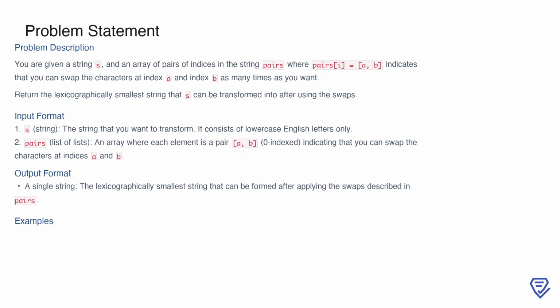For example, if you think of the alphabet in its natural order, A comes before B, B before C, and so on, so the smallest string is the one that follows this order as much as possible. Let's explore some examples to clarify this further.